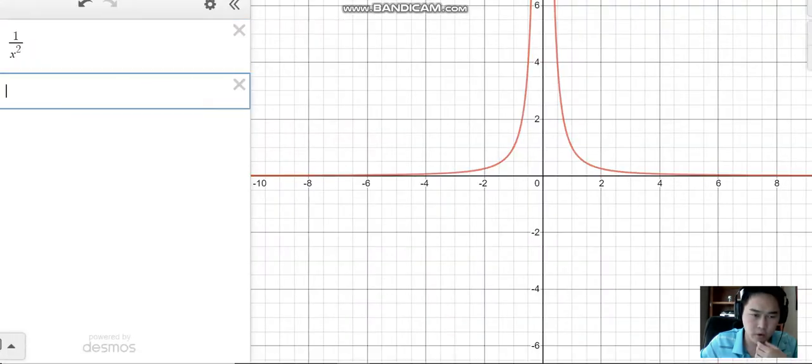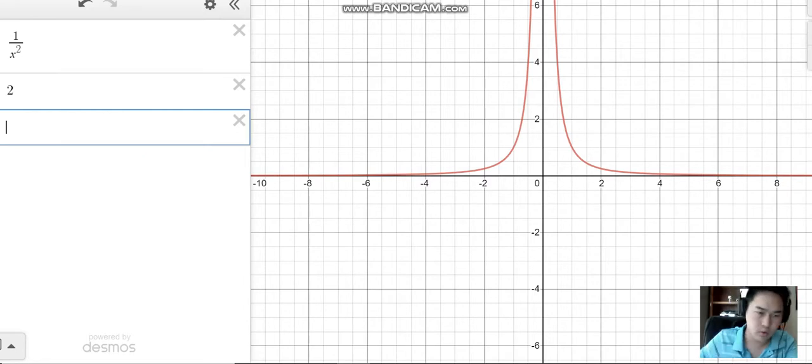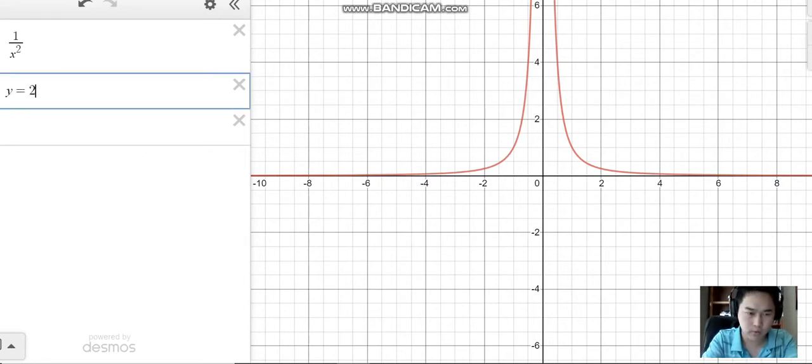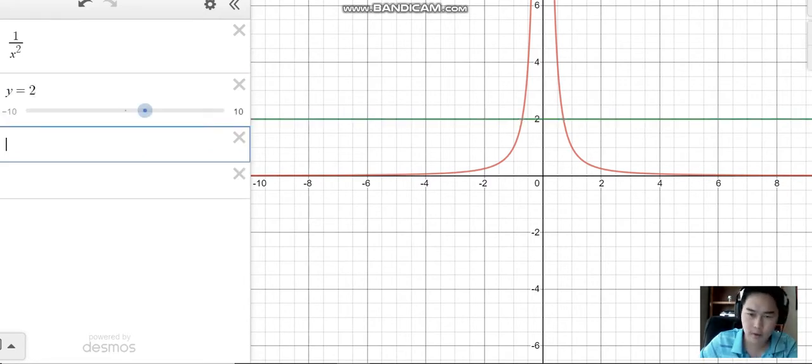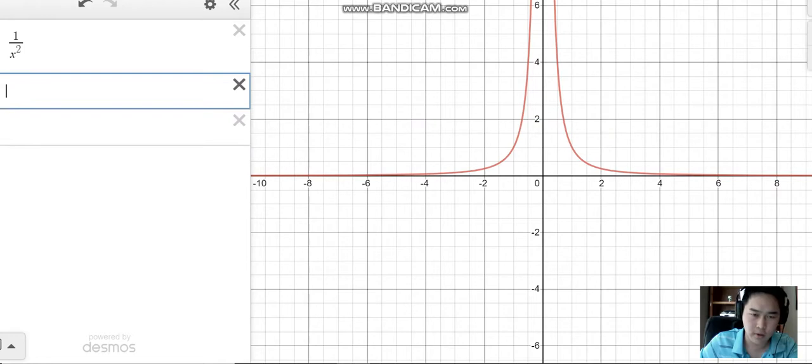So if you were to do the horizontal line test, so x equals, I don't know, 2, y equals 2, you see that it will pass the vertical line test at every point, but it will fail the horizontal line test. As an example here, it's only 2 points of the function.